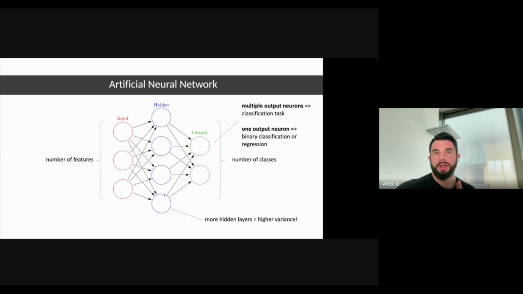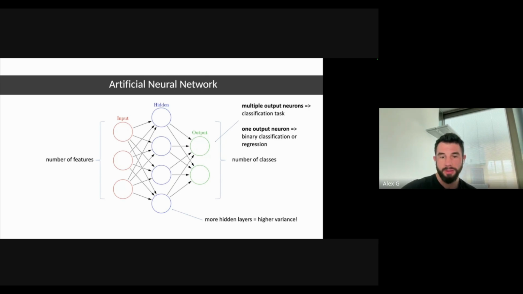A typical question here: how many hidden layers and neurons do I have to pick? With inputs and outputs, it is more or less clear. Inputs: how many features do you have? Outputs: how many classes do you have? Or if you have two classes or a continuous value, then you have one neuron. Okay, that's clear. But what about the middle layer? What is the hidden layer?